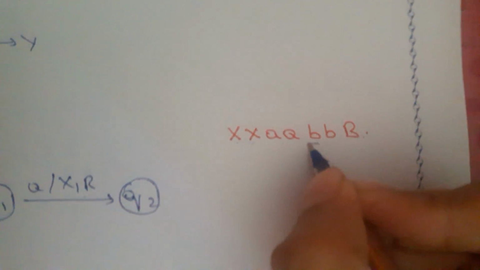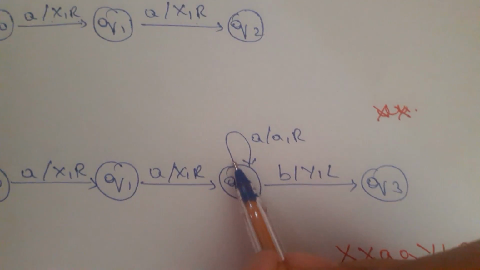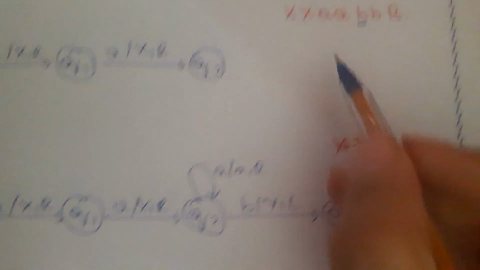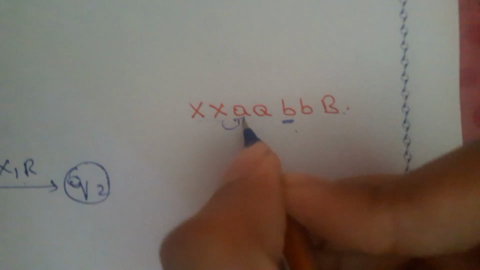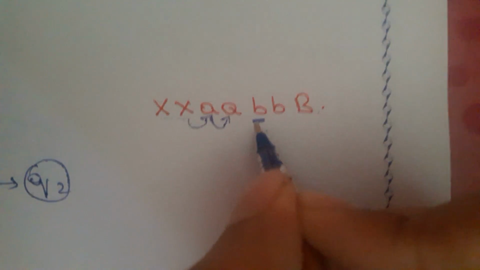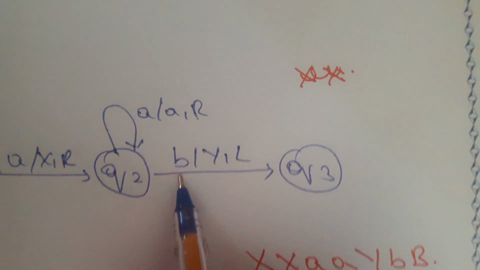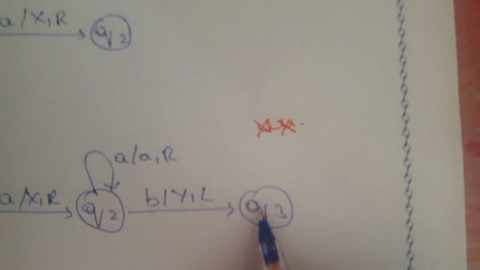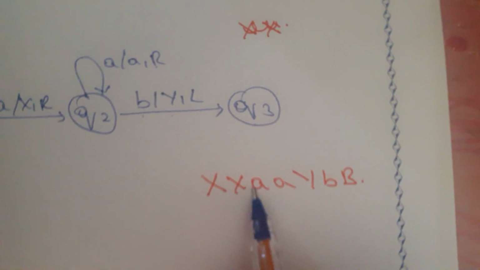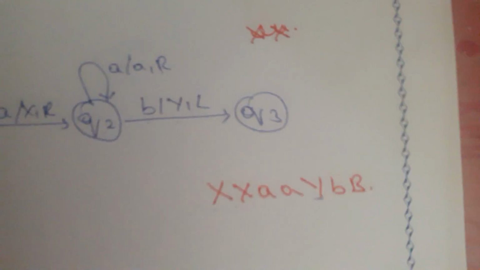Now we have to convert this b as y. So we are in the state q2. We will keep all the a's that we come across as such and move to the right, which is indicated like this. And on reaching b, we will convert it into y and move to the left. We are converting it into y and moving to the left, and we will reach q3. And now our word will be like this: x, x, a, y, b, b. So for 2 x's, we have converted 1 b as y.